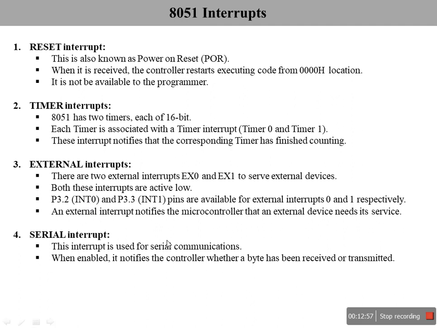The last interrupt is the serial interrupt. This interrupt is used for serial communication. If you want to implement serial communication between two different devices, then this interrupt has to be enabled and used. When enabled, it notifies the controller whether a byte has been received or is being transmitted. So these are the different types of 8051 interrupts we'll be using.